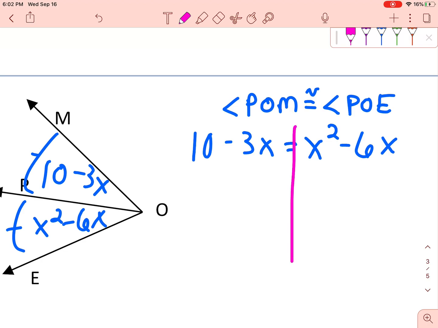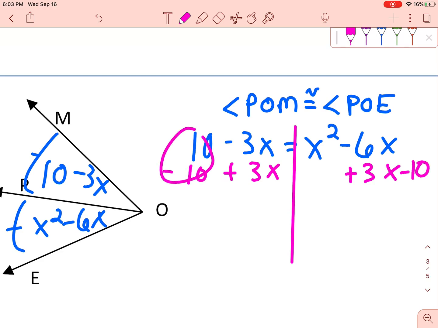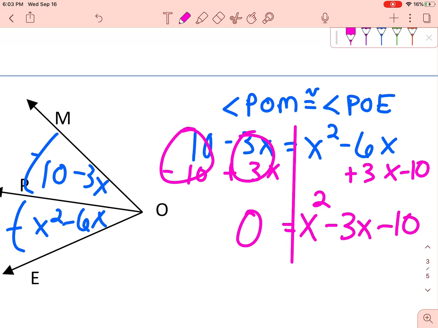Okay, I'm going to draw my line. We're going to add 3x to both sides, and I'm also going to subtract 10, because I remember Miss Botica said, if this is a quadratic, we want it set equal to 0. The reason I moved everything to the right side is because I like to keep a positive x squared. It's just easier to factor. Negative 6x plus 3x is negative 3x, and the minus 10 comes down.